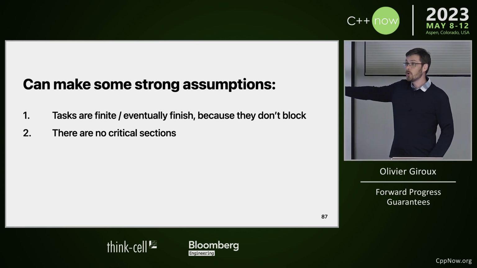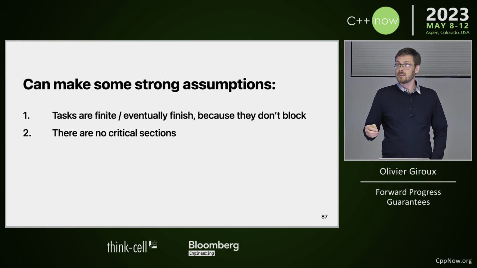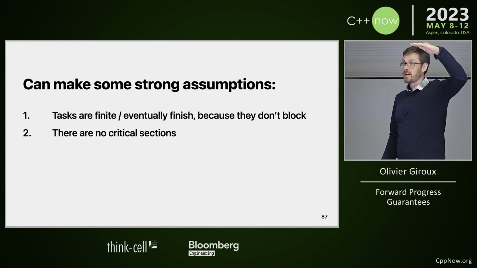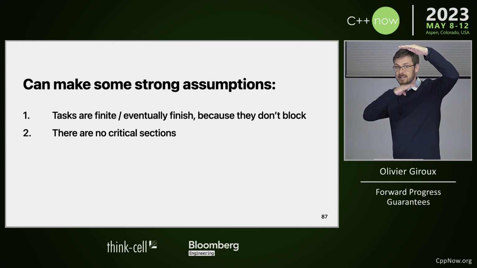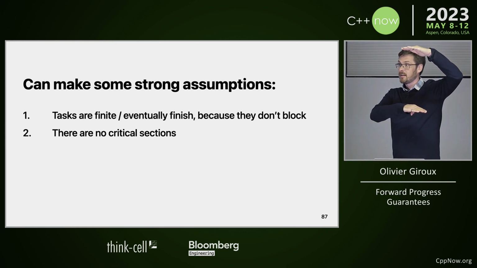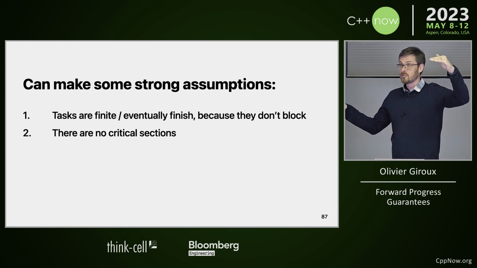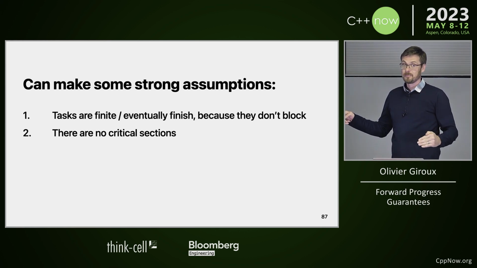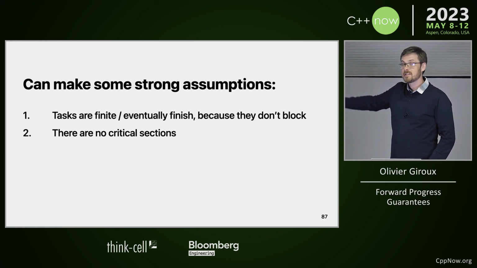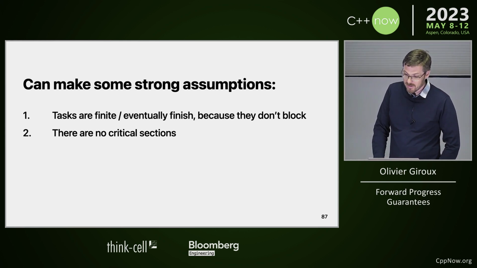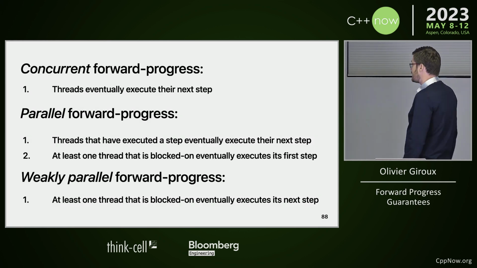All right, and there are no critical sections. What I call a critical section here is a first visible effect, which precedes a second visible effect. That is, in the program, the assumption that if you see the first and you wait, you will eventually see the second. So there are both of these assumptions we can make, and as a result of that, I'm going to jump right to weakly parallel progress as a definition.